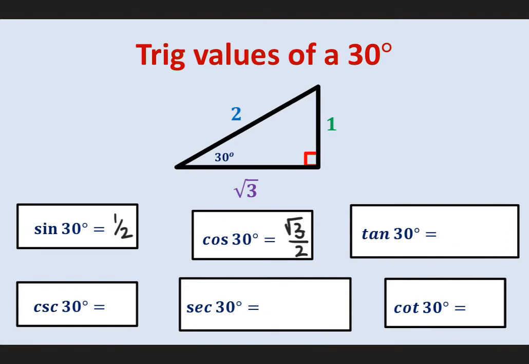And then the tangent of 30 degrees. Tangent of 30 degrees is your opposite over your adjacent, so that's 1 over root 3, but we got to rationalize that to be root 3 over 3.